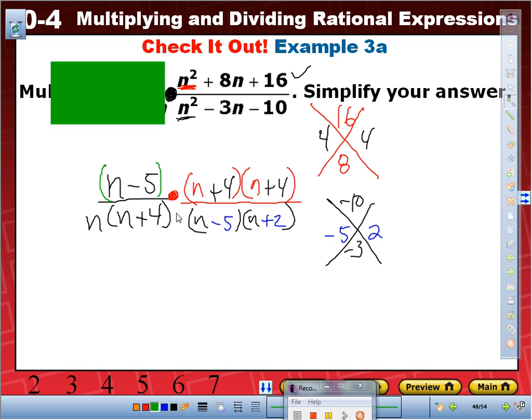All right, so check this out. So now I draw my line all the way straight. Now we have one fraction.